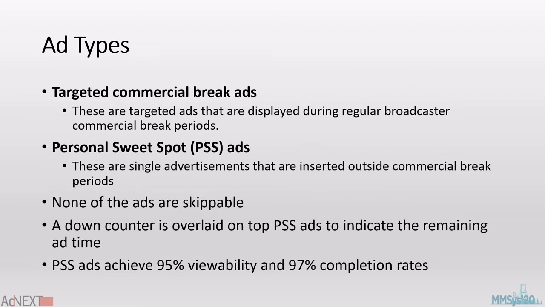When we talk about ads, we are actually referring to two types of ads. One of these types is the targeted ads that we display during regular commercial break periods, defined by the broadcaster. The second type of ads is a single ad, and these ads are displayed outside the commercial break periods. We display a text overlay indicating that we will display a single ad only, and we also display a down counter on top of these PSS ads. One thing we noticed is that viewability with the PSS ads reaches up to 95% and completion rates even higher, up to 97%. In addition, as opposed to most mid-roll ads, these ads cannot be skipped at all.